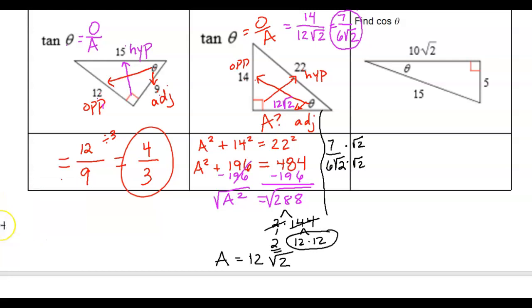So on top, we would get 7 root 2. Root 2 times root 2 is root 4, which is really just 2. So 6 times 2 is 12. And so this is a rationalized answer.